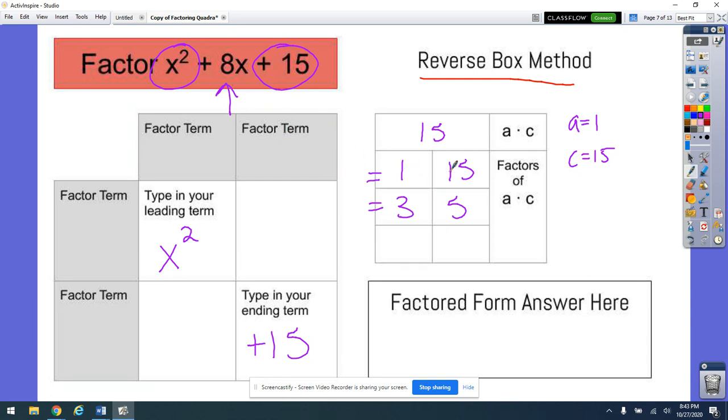So I got 1 and 15. Can I ever get an 8 possibly by adding and subtracting these two numbers? No. So that won't work. 3 and 5, that could work. 3 plus 5 can definitely give us our 8. So this one's going to work for us. So now I know what these factors are. I'm going to put it as, and it doesn't matter which one where you put it. You can put the 5 up here or the 5 down here.